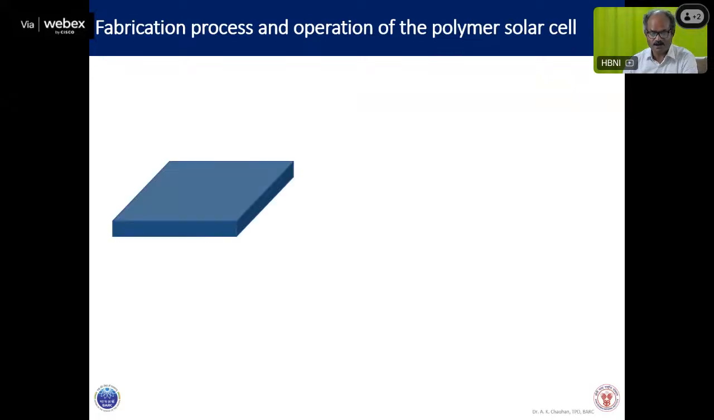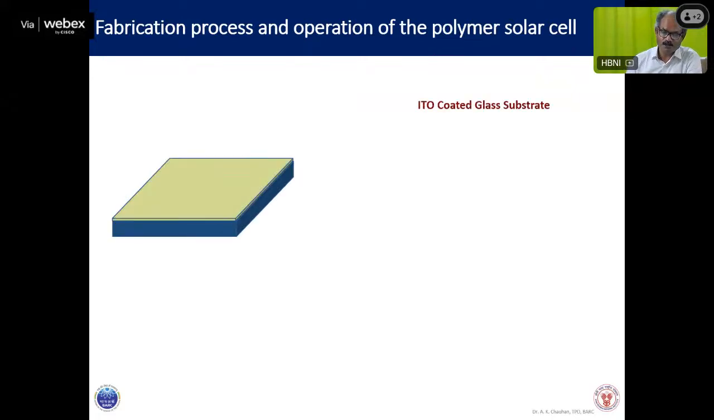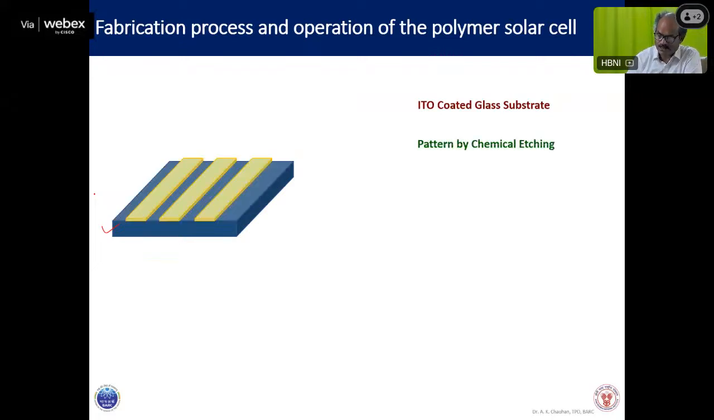So this I will show in an animation. Normally when we buy ITO coated glass substrate, it is like that. You have a glass over there, and ITO is that yellow color layer. The work function, or you can say the energy level, is nearly -5.1 eV. With that, as I said, we do chemical etching using acid, and we remove a certain part from this surface, and we get this kind of pattern.